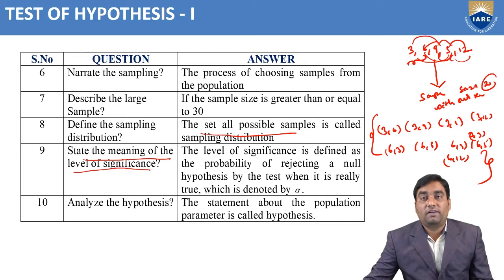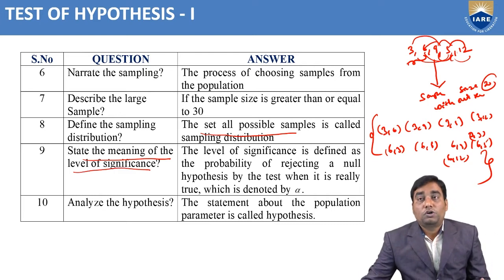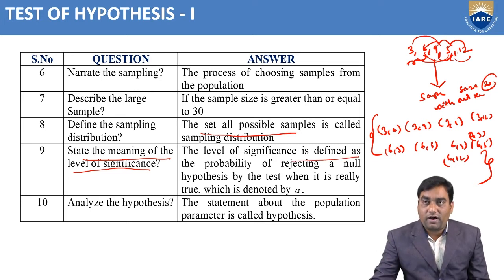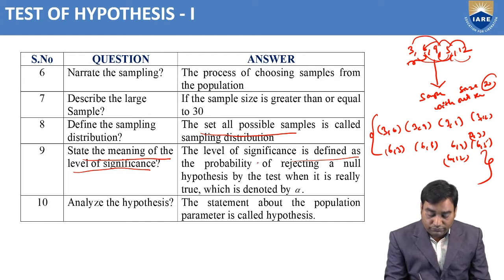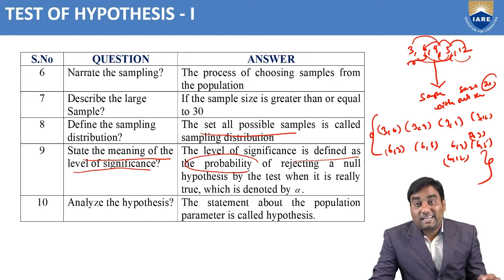State the meaning of the level of significance. What is the level of significance? The level of significance is defined as the probability of rejecting a null hypothesis by the test when it is really true. Even if it is true, the probability of rejecting the null hypothesis by the test, that is called level of significance.